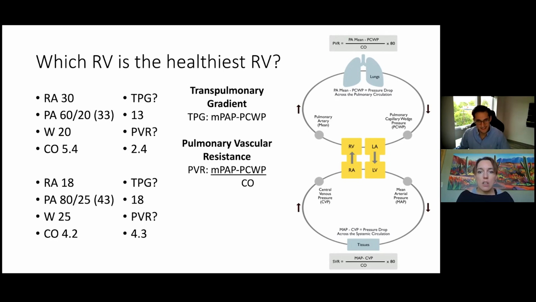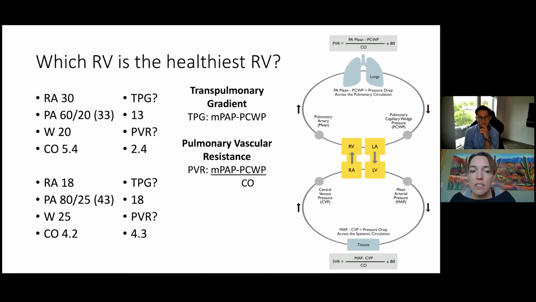Okay. All right. So the learning point here is that although many people would choose the top RV as being the healthier RV, because the cardiac output is higher and the PA pressures aren't quite as high, it's important to recognize that the actual healthiest RV is the bottom one. The reason why the bottom patient has a healthier RV is that a right ventricle that's able to mount pulmonary hypertension has better contractility.